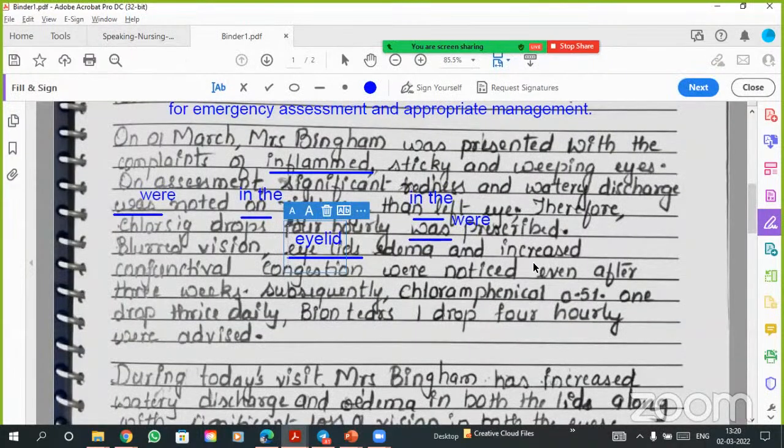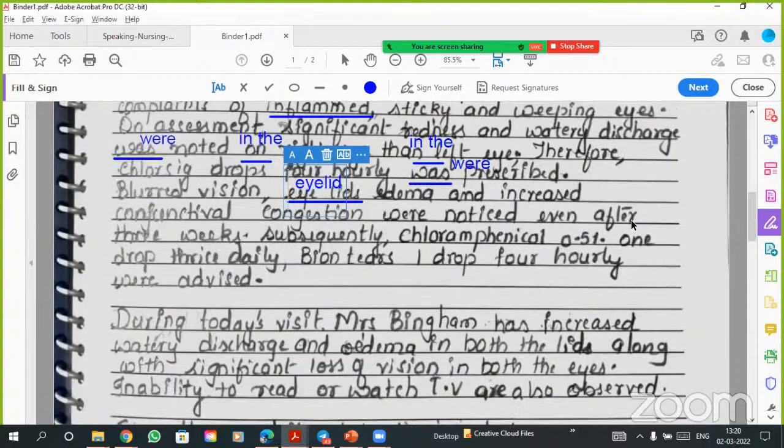Right. And increased conjunctival congestion were noticed. This is right. Even after three weeks. Very good. So is this increased congestion for all three things, or only for the three weeks? You have to give clarity.